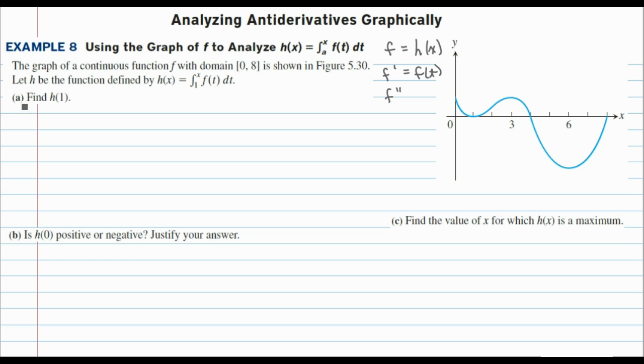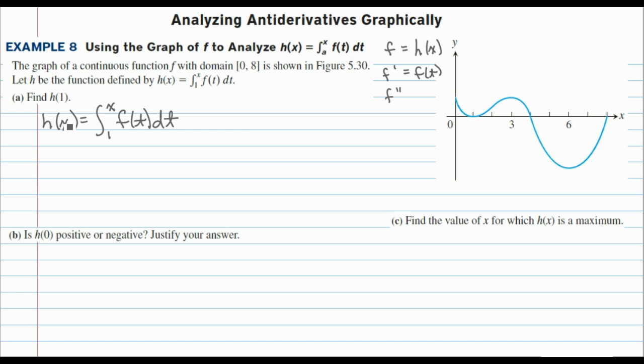So, part A. Find h of 1. Okay, well, it says that h of x is the antiderivative from a to x. Oh no, it actually gives us a specific lower bound here. So from 1 to x of f of t, which we don't know, dt.